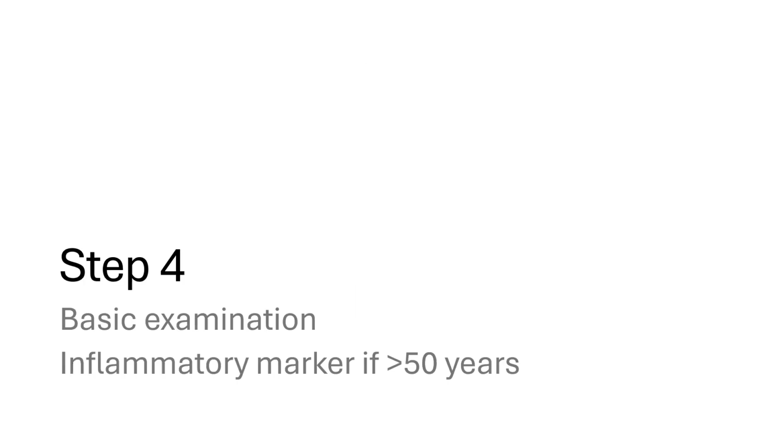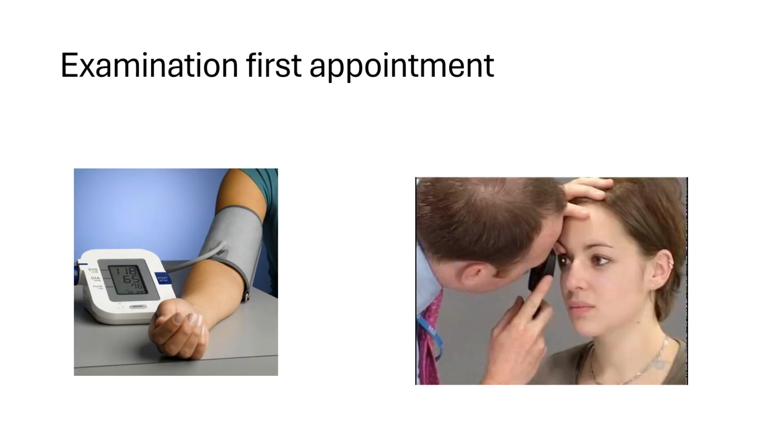Having taken a history, you move on to a basic examination, and I think if they're over 50, it's almost mandatory to check their inflammatory markers to exclude a temporal arteritis. So I think 2 examinations at the first appointment, that's all you need to do. You could certainly check their blood pressure, although most people will know what their blood pressure is. It's very rare that you'll pick up a malignant hypertension, but I think it's just good practice, and I think it reassures the patient if you check their blood pressure.